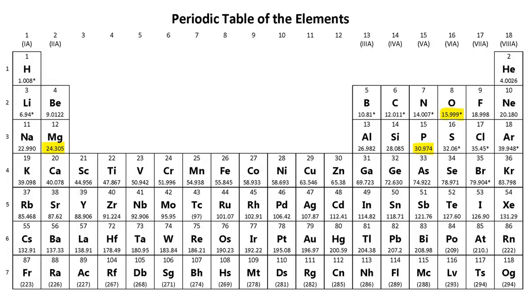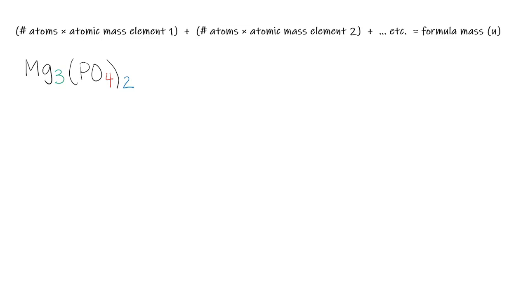The molar masses we'll need for this problem are magnesium, 24.305, phosphorus, 30.974, and oxygen, 15.999. To set up the problem, we write 3 times the mass of magnesium, 24.305, plus 2 times the mass of phosphorus, 30.974, plus 8 times the mass of oxygen, 15.999.